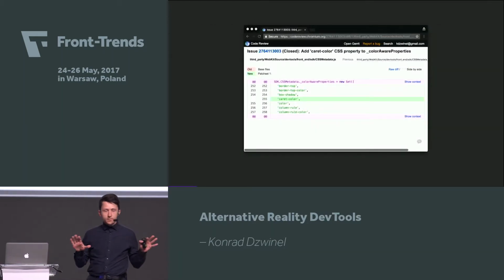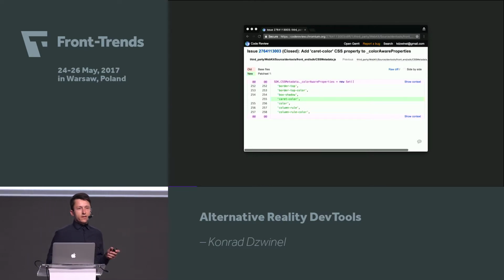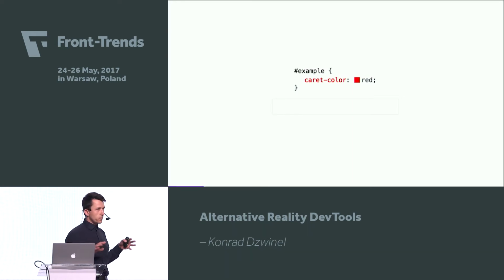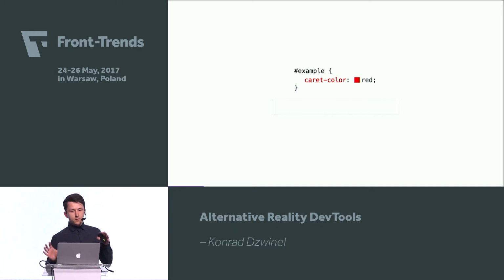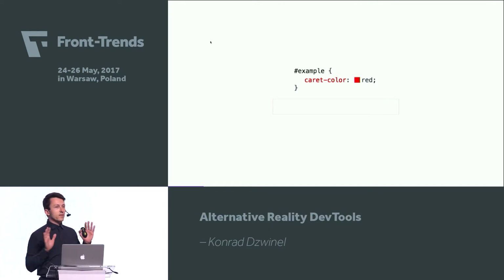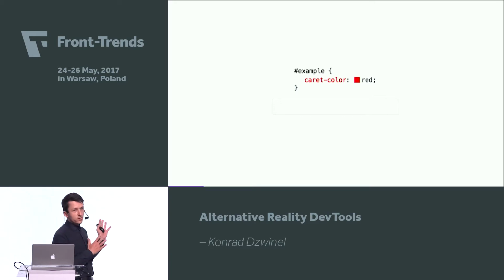And I started small. This is one of my pull requests. It's a one-liner. And what it does, it adds a color picker to the current color property. And if you are wondering what the current color property does, it allows you to set a color on the caret, which is what? You don't see that, but this is red. Anyway, this is super exciting, and if there's one thing I want you to take from this talk, it is that caret color is a thing.